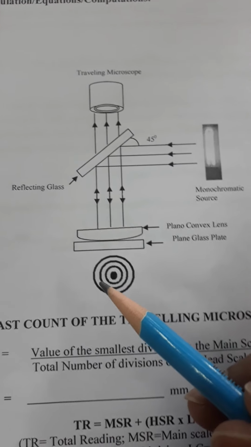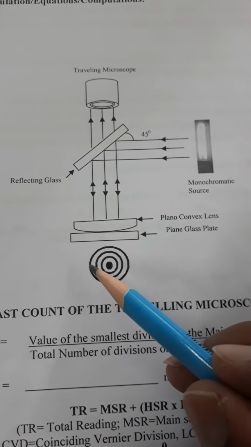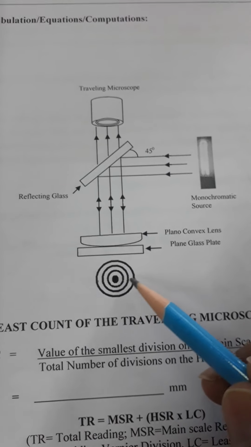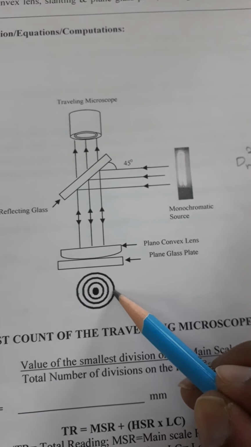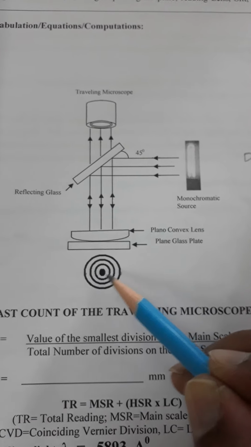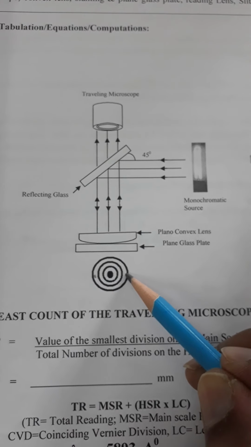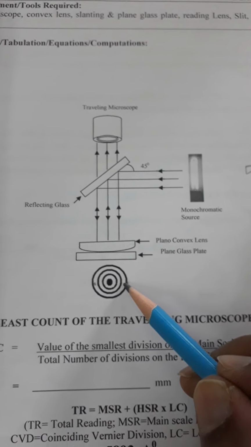Now if I want to measure the diameter of this ring, what we usually do is we measure the position of this point, and then the position of the opposite point, and subtract these two numbers to get the diameter. So this is what we are going to do in the experiment. We measure the position of this point and the position of that point, and subtract to get the diameter of this particular ring.